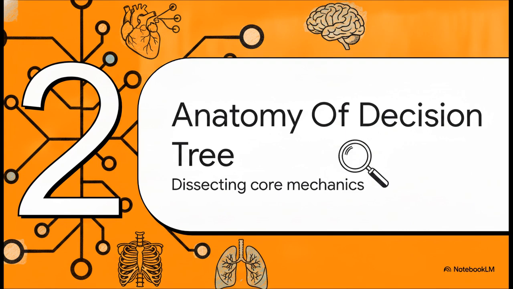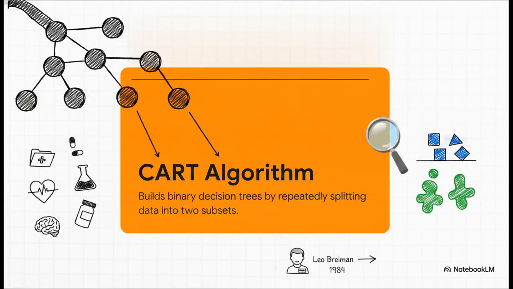Moving on to Section 2, Anatomy of a Decision Tree. First up, we need to define our primary tool here, which is CART. That stands for Classification and Regression Trees. It's an algorithm introduced by Leo Breiman that builds binary decision trees by repeatedly splitting a dataset into two subsets based on the most informative feature.